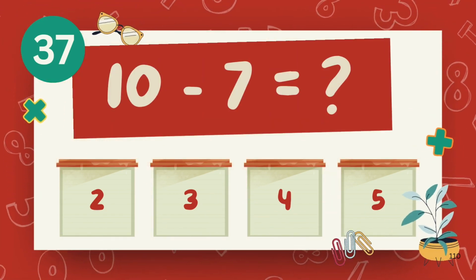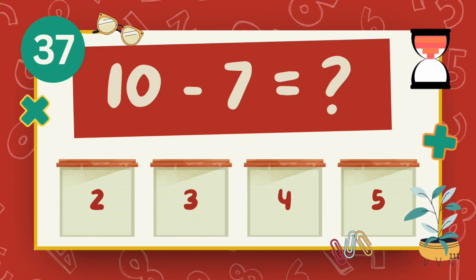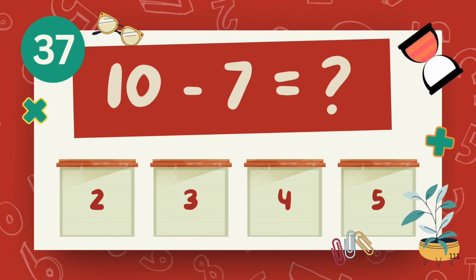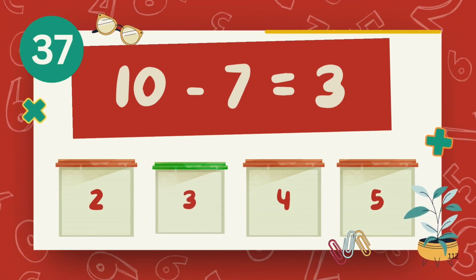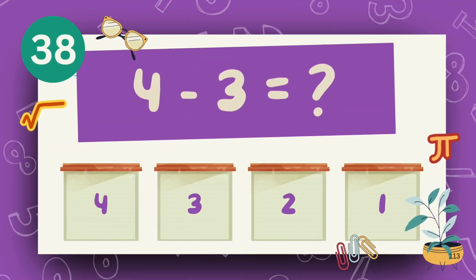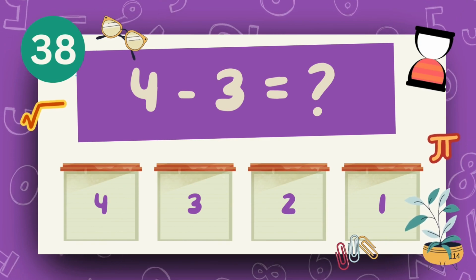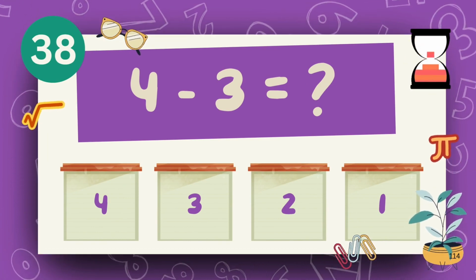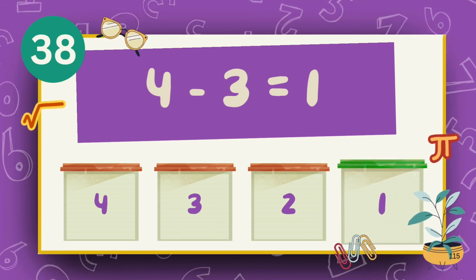What is 10 minus 7? The answer is 3. What is 4 minus 3? The answer is 1.